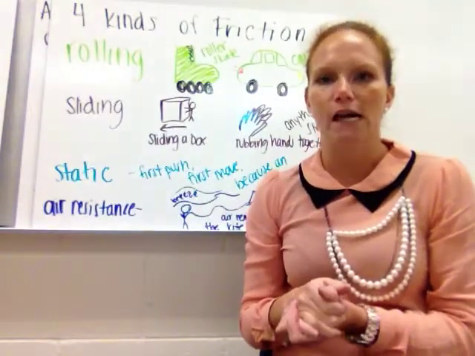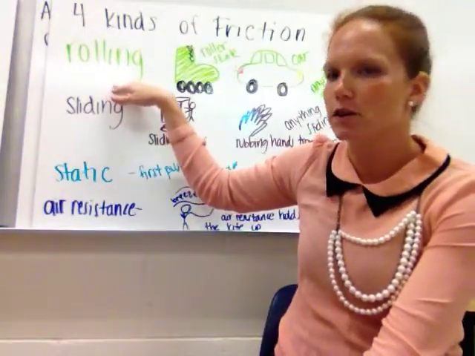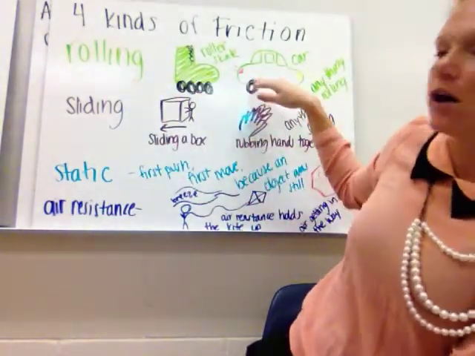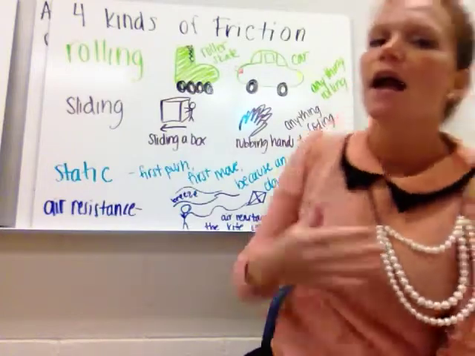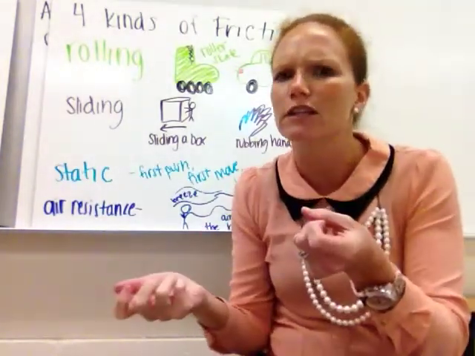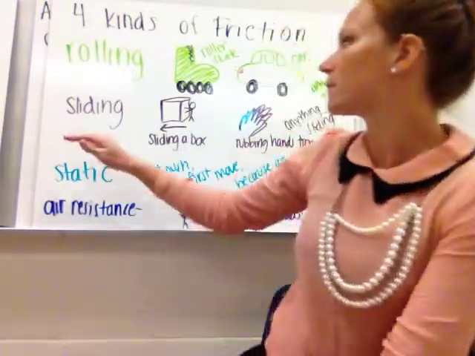There are four basic kinds of friction. The first one is rolling friction, and that's the example I talked about with the car. The roller skate, rolling friction along the wheels. The car, rolling friction along the wheels. Anything that's rolling. So if you were to put a bunch of straws underneath something and try and roll it, the straws rolling would be the rolling friction.